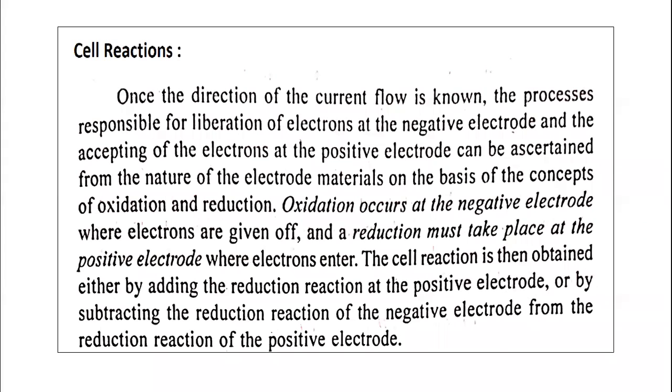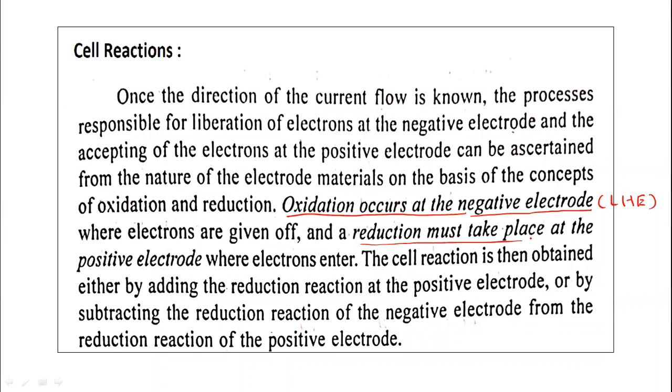This is a very important statement. Oxidation occurs at the negative electrode, or left hand side electrode. Okay. Negative electrode means the LHE electrode in the galvanic cell, where electrons are given off, electrons are released.